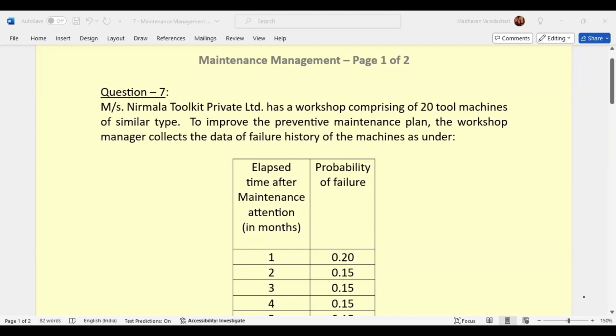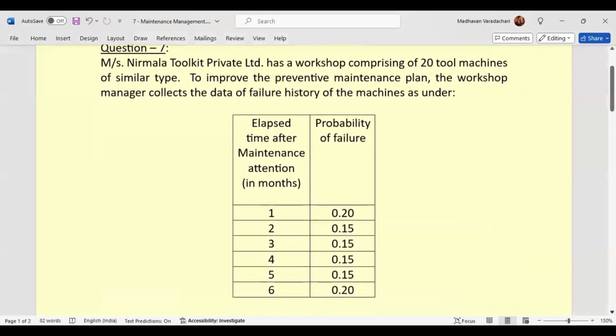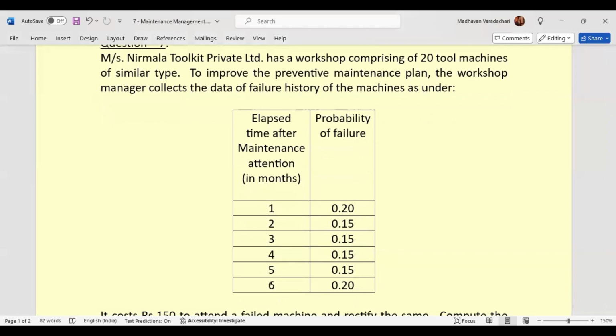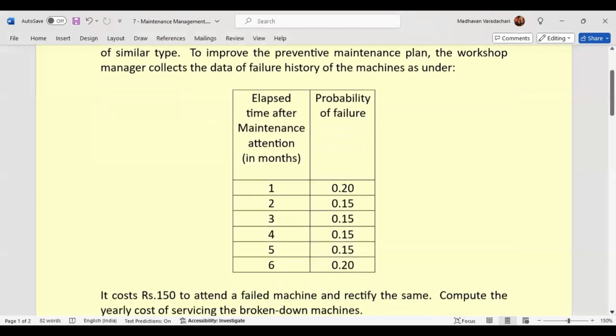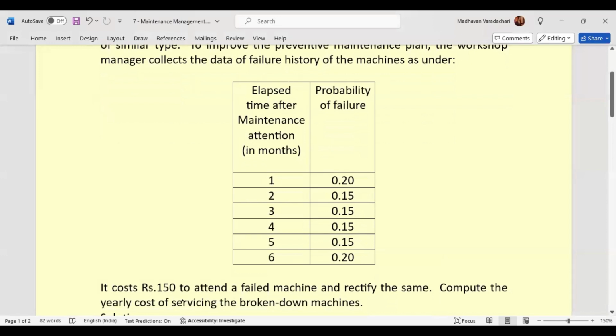So here they give us the data as elapsed time of 1 to 6 months, and then the probability of failure: 0.2, 0.15, 0.15, 0.15, 0.15, and 0.2. They also gave us that it costs rupees 150 to attend a failed machine and rectify the same. Compute the yearly cost of servicing the broken down machines.